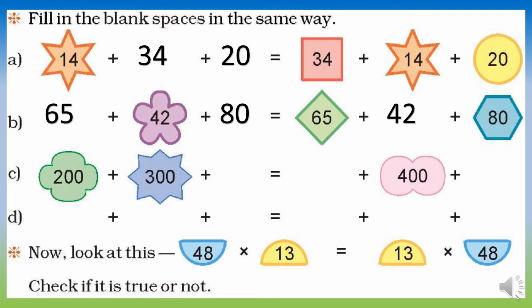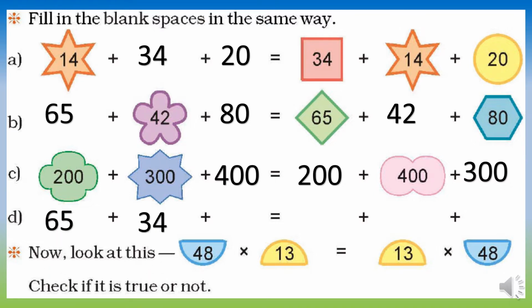Let us see the third one, that is C, 200 plus 300 and one number is missing, that is 400, and here two numbers are not there. From the left hand side we can copy it down, 200 and 300. D, you have to fill your own numbers. So I am putting 65, 34 and 20, and again 34, 20 and 65. You can write your own also.